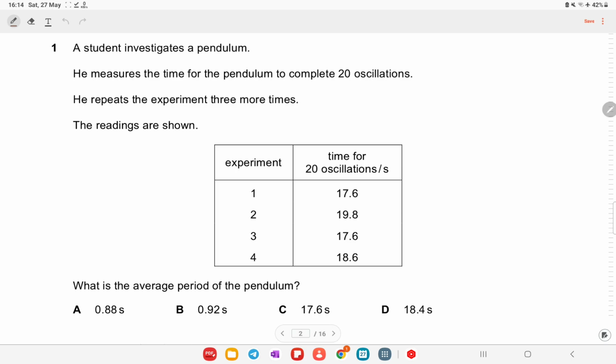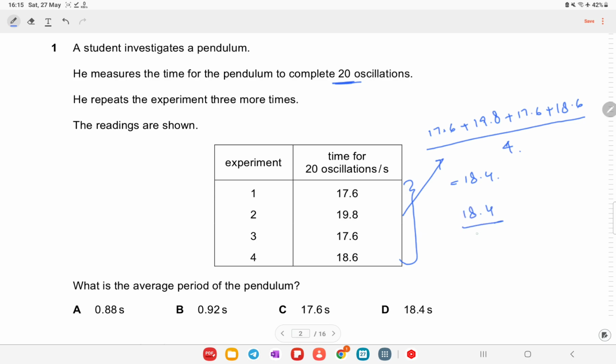So in this question, what you need to do, I'll be solving this over here. First of all, you have to add 17.6 plus 19.8 plus 17.6 plus 18.6. How many readings are there? There are 4 readings. So you have to take the average of these numbers, and he has taken the time period for 20 oscillations. So your answer will be 18.4. Then you are going to divide 18.4 by 20 to get the average time period of one oscillation. So that is going to be 0.92. So option B will be your right answer.